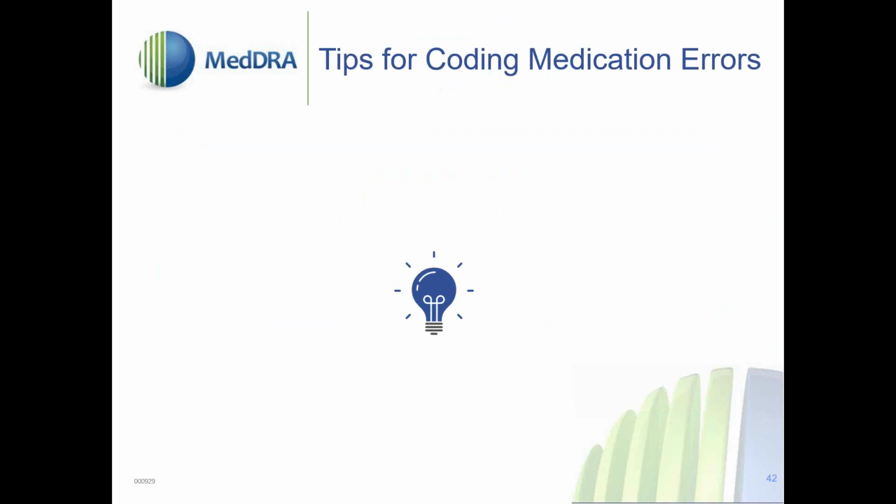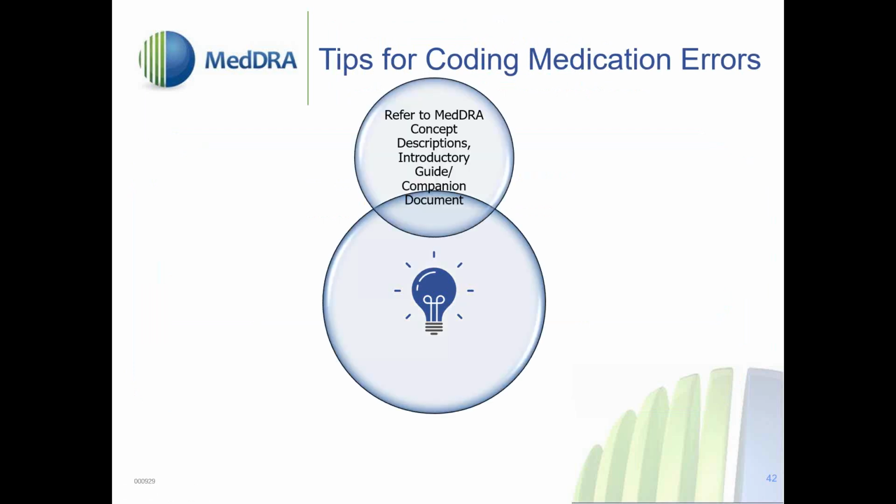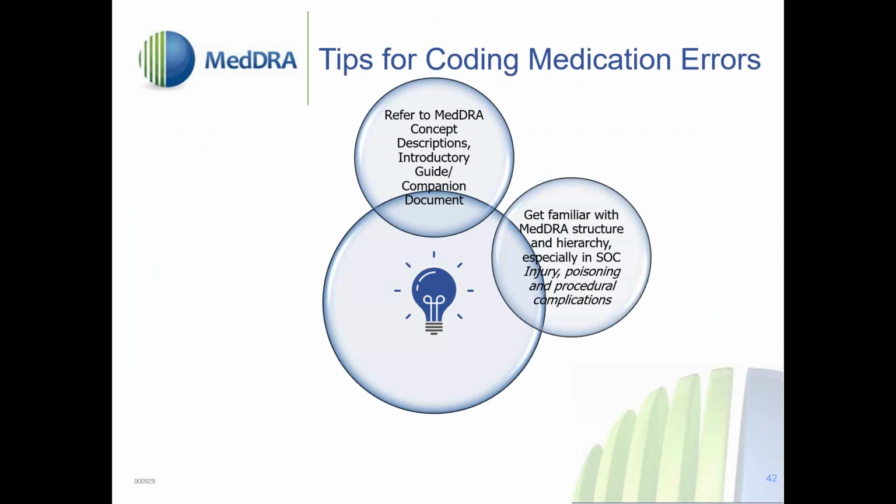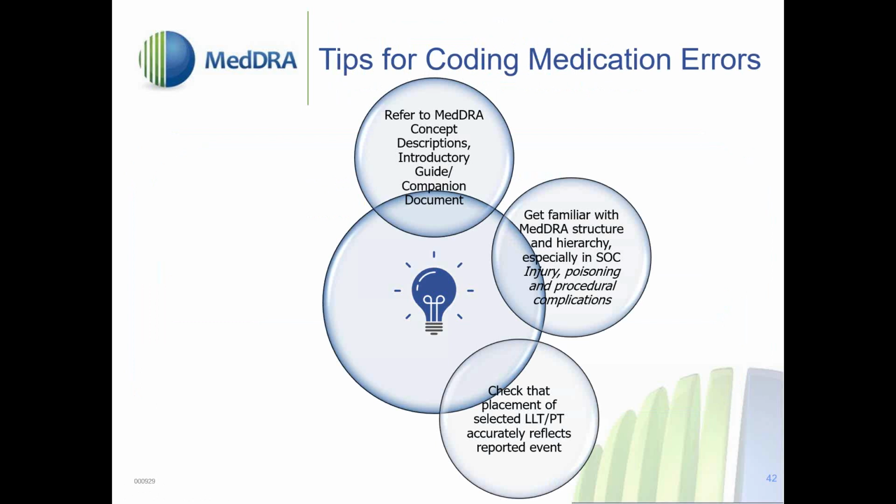For coding product use errors and problems, the following tips may be helpful. First and foremost, you should be familiar with the MedDRA concept descriptions and the PTC guidances so that you know where to find more detailed information, more guidance to achieve accurate and also consistent coding. You should also have good knowledge of the MedDRA structure and hierarchy, particularly in SOC injury, poisoning, and procedural complications.